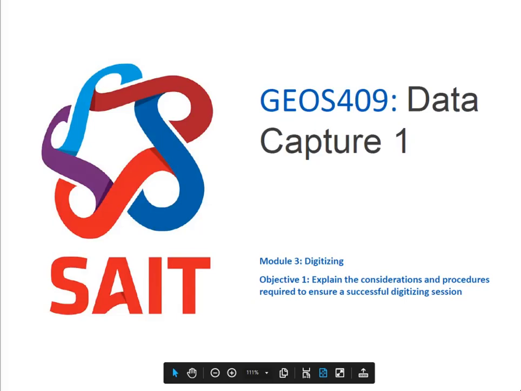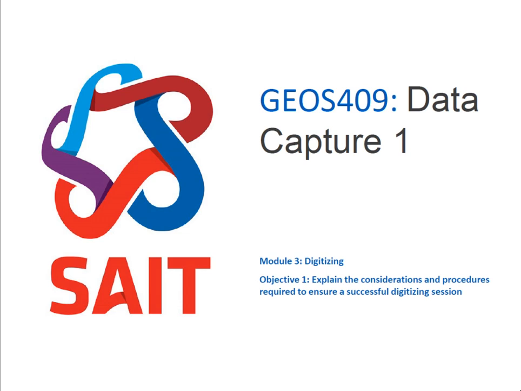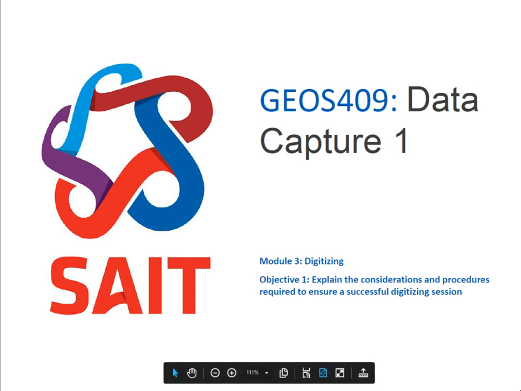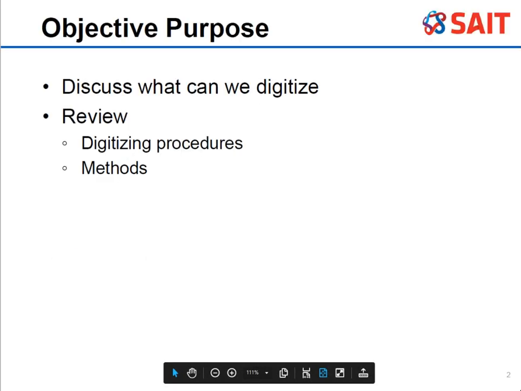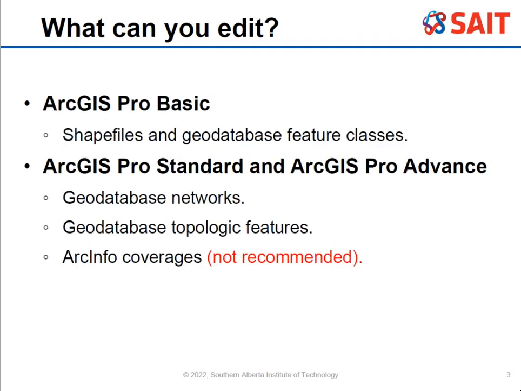Moving along, we're getting into Module 3. So the first objective is to explain the considerations and procedures required to ensure a successful digitizing session. So first things first, we need to figure out what can we digitize, and then we're going to look at some of the digitizing methods and procedures.